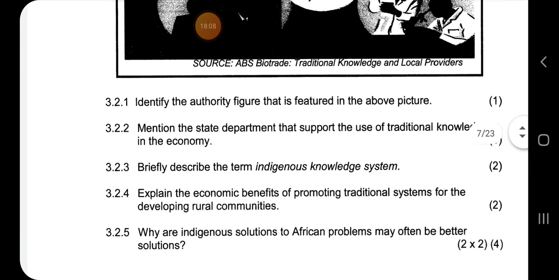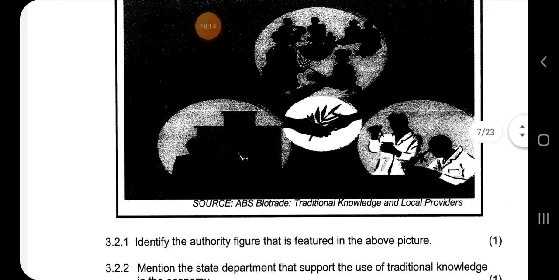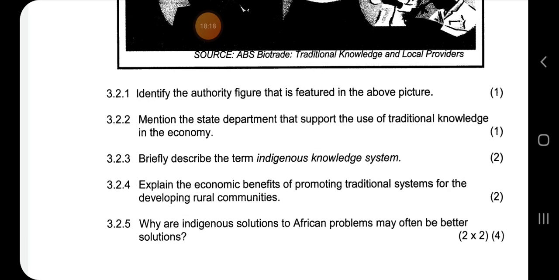So let's look at this picture and answer the questions that follow. Identify the authority figure that is featured in the above picture. It is not clear, but it is the government. And then 3.2.2 says mention the state department that supports the use of traditional use in the economy. Well, that is the Department of Traditional Affairs.